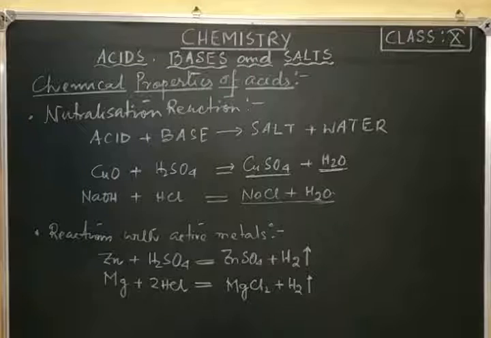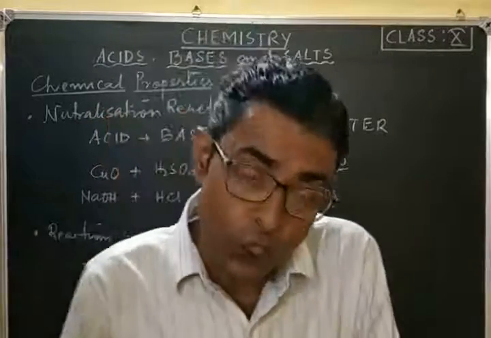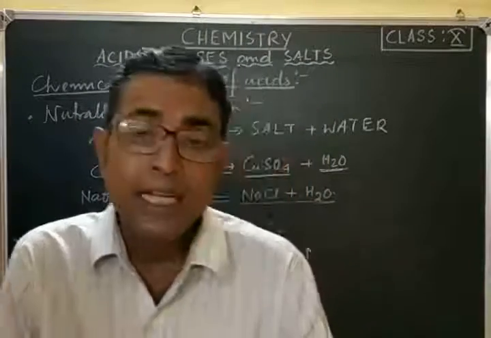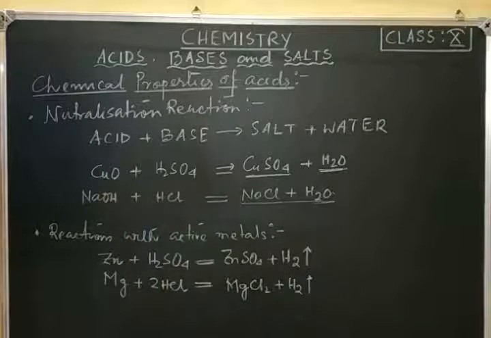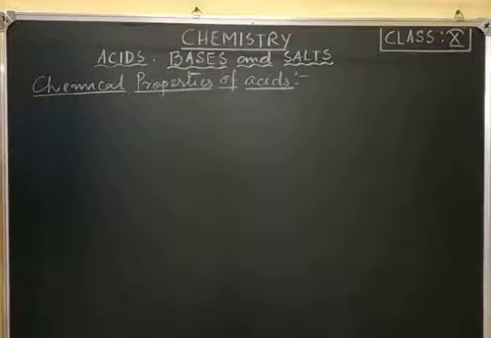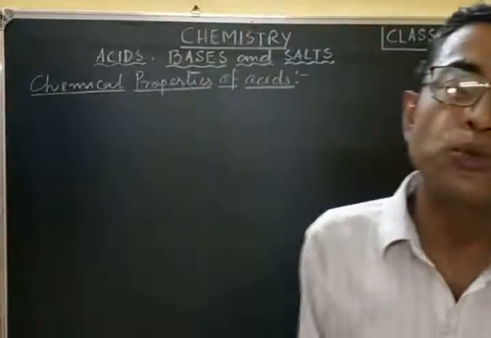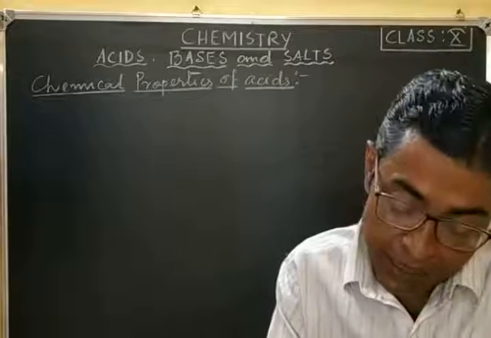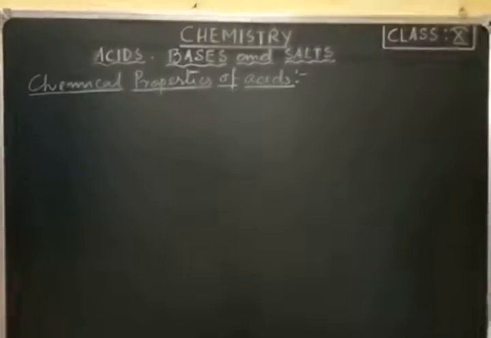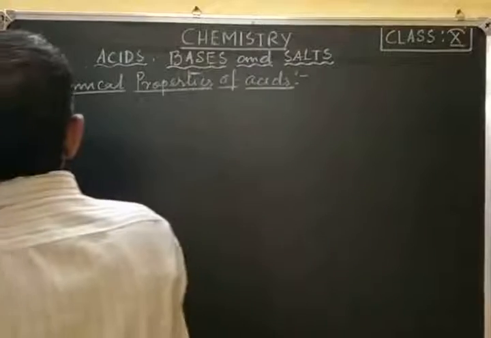Now a few reactions are there where an acid reacts with one salt to produce another salt. Now the continuation of the chemical properties of acids. A few acids, when they react with a salt, produce another salt and an acid. Remember, these are a few important reactions. That is the third property. Let us assume NaCl.